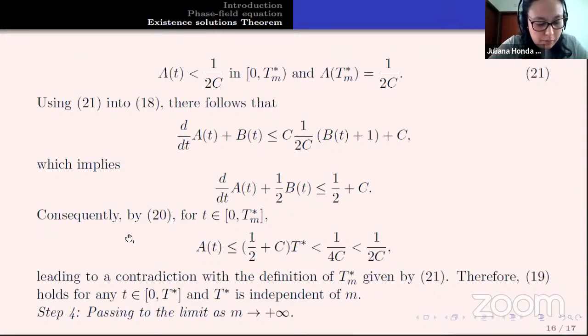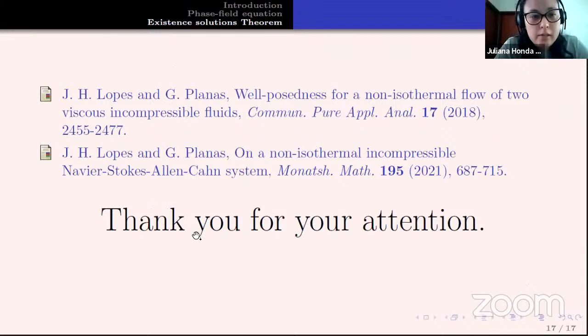Now, to finish the proof, in the last step, we need to pass to the limit as n goes to infinity. And as usual, we need to obtain some strong convergence due to the compactness lemma to conclude the existence of a solution for our initial system. Here are the references that I mentioned before, and thank you for your attention.